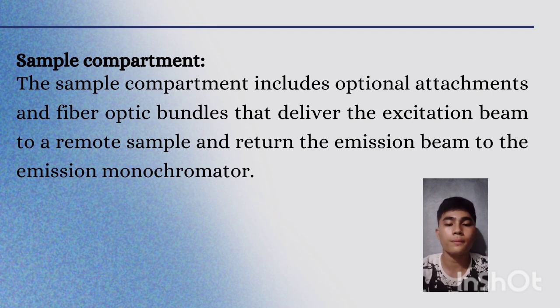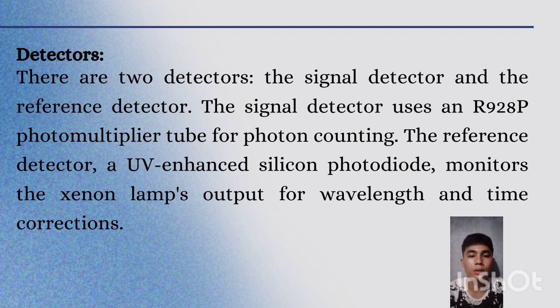So next, they use two detectors, the signal and the reference detector. First is the signal detector. This is responsible for detecting the fluorescence or the emission coming from the sample.